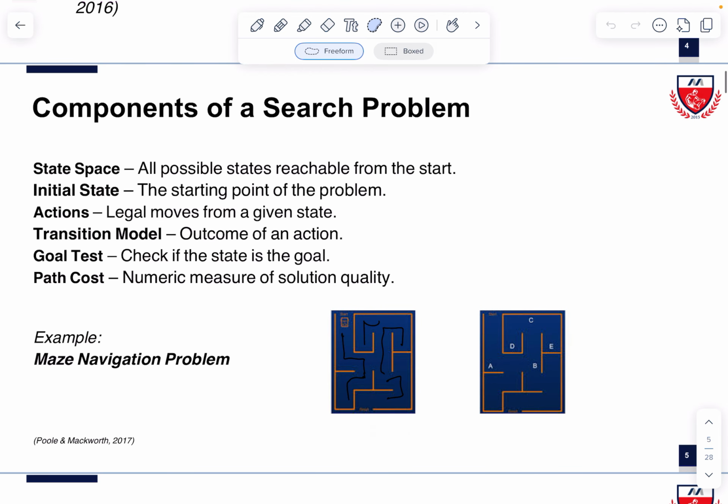These are sourced from the books or authors shown below. So the components of a search problem: we have a state space. The state space is all possible states reachable from the start. Then the initial state. For example, in a maze, we all start with something. So say this is the starting point, and then we want to go to the goal test, which is the goal.